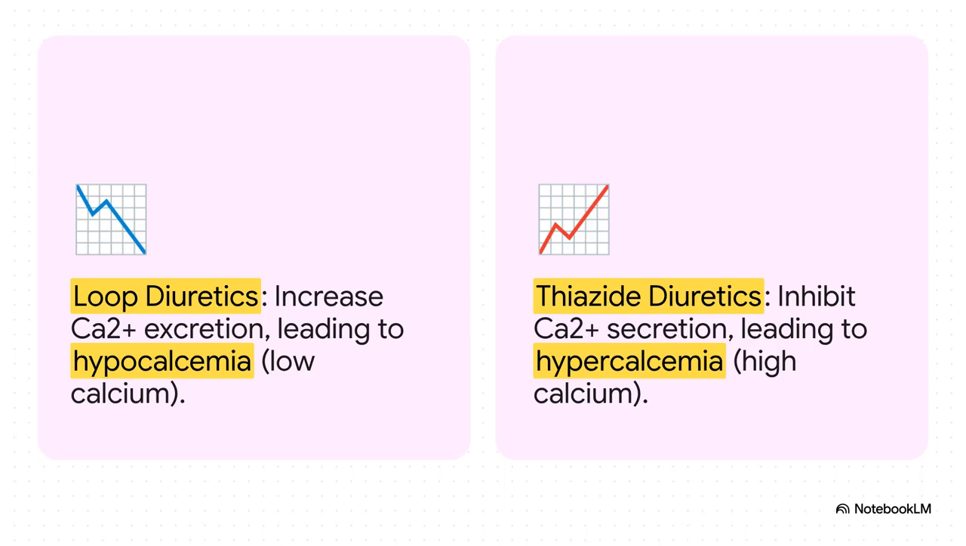One thing they both have in common, though, is the risk of causing hypokalemia, or low potassium. That's because the increased sodium load that gets delivered to the collecting duct drives more potassium out into the urine.